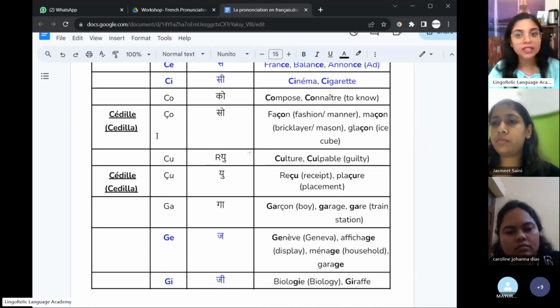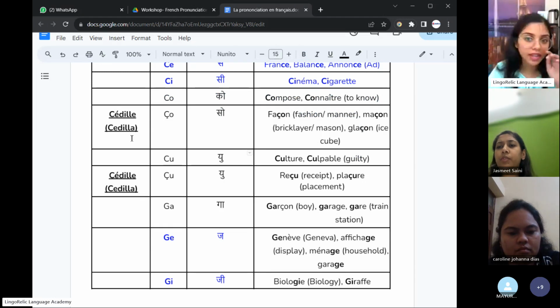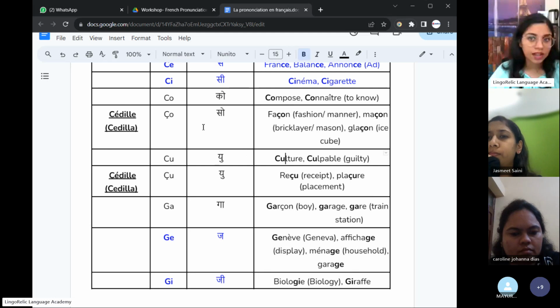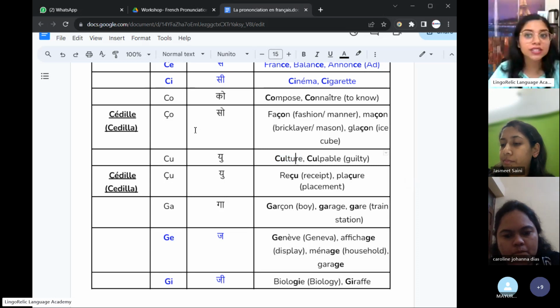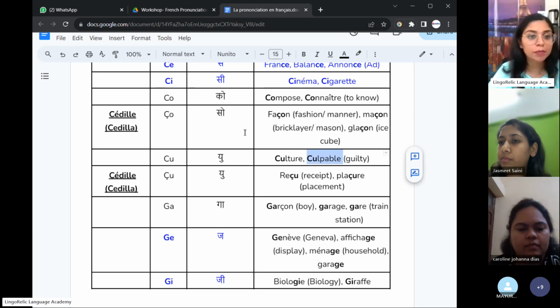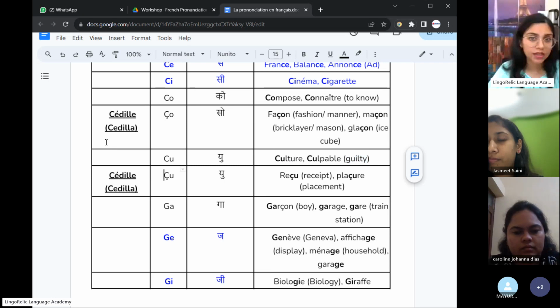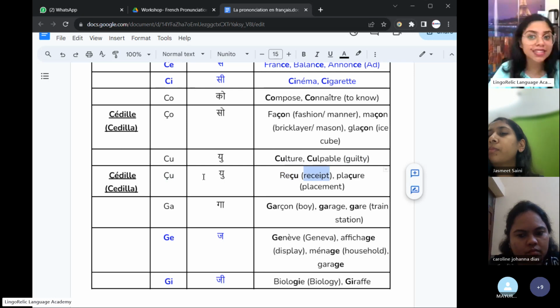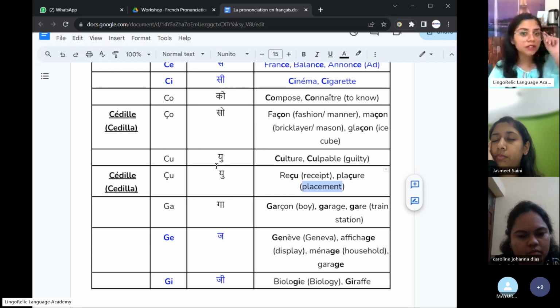Another one is "cu" and "çu". Both times you have U, but "cu" and "çu". Likewise, I already told you this word is culture. Please remember, it's "kulture". Culpable means guilty. This one is "çu". Therefore, you have reçu, which is a receipt, and plaçure, which is a placement. Any questions still here?